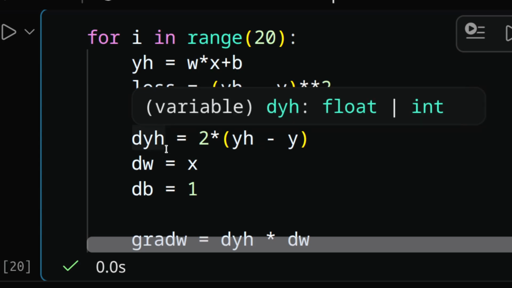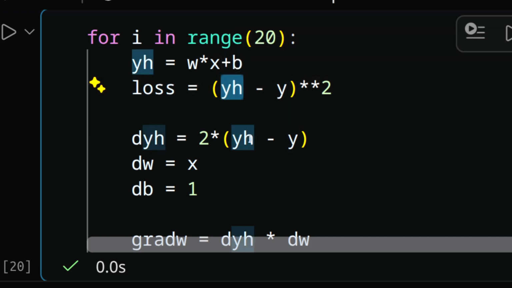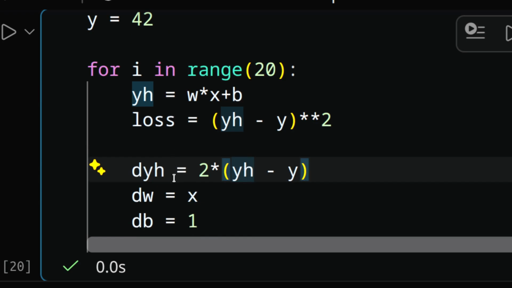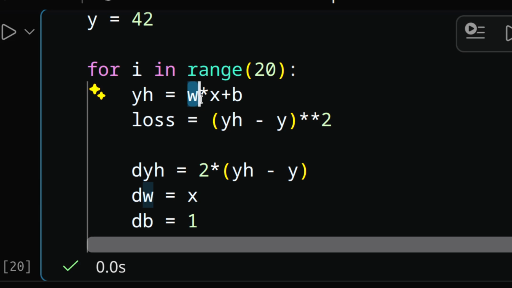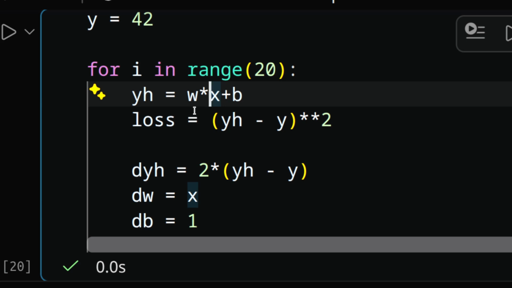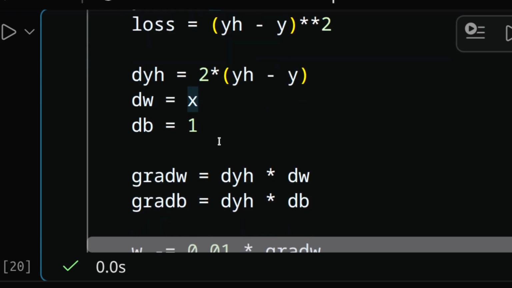So down here is the derivative. If you take the derivative with respect to y-hat, then it ends up being 2 times the quantity of y-hat minus y. And then if you go down here, the derivative with respect to w is, if you make a slight increase in w, then the total result changes by x amount of times, whatever value x is. In this case, it would be 3. So the derivative of y-hat with respect to w is x, which is 3.